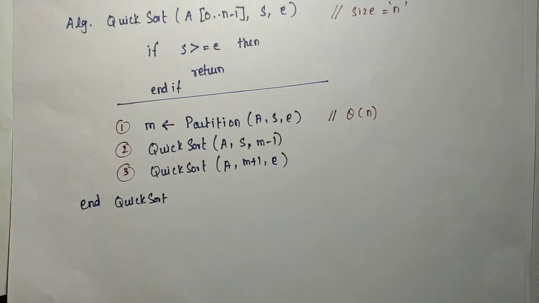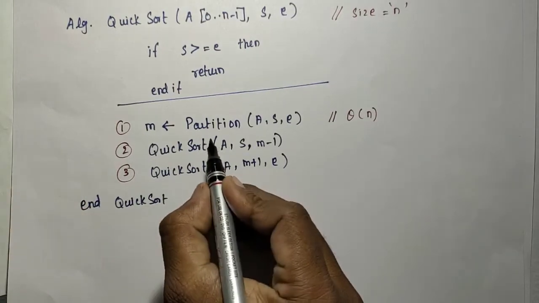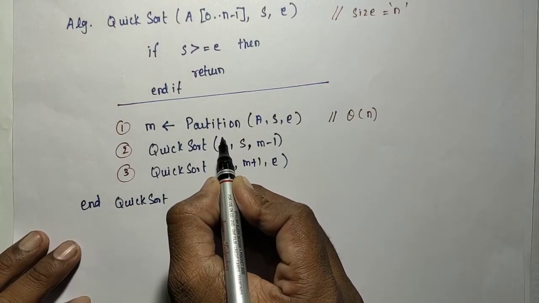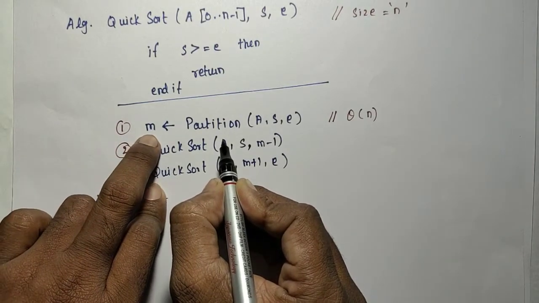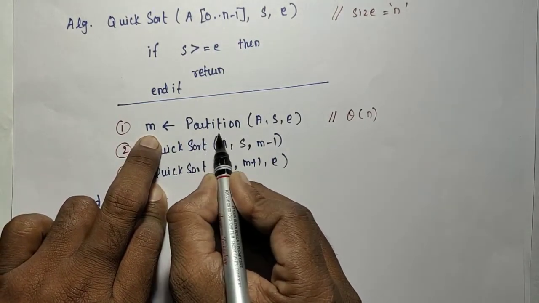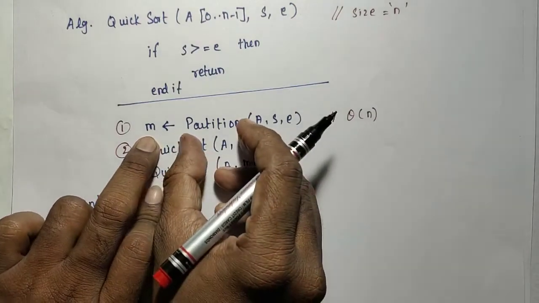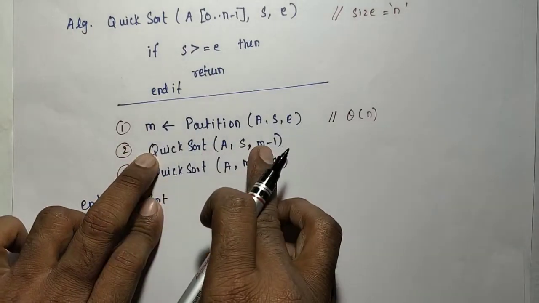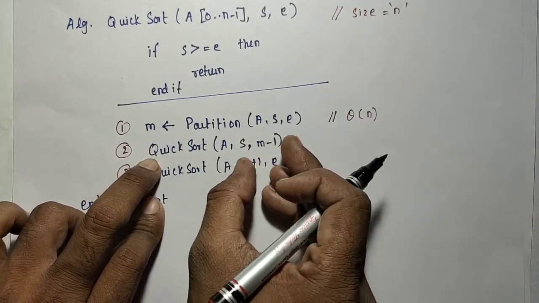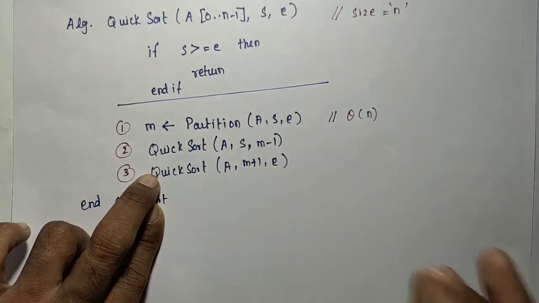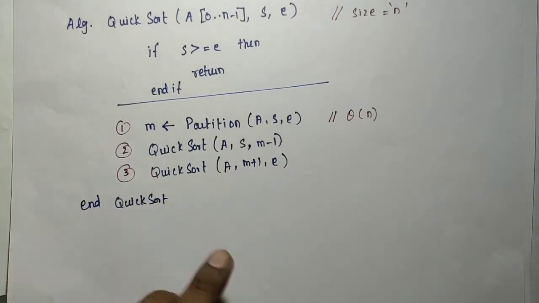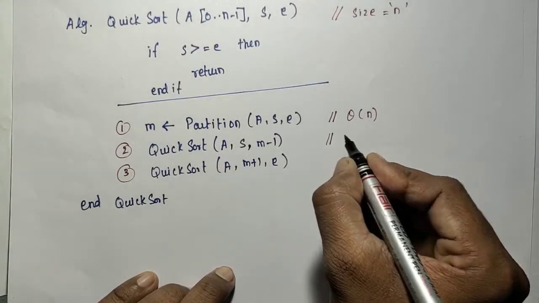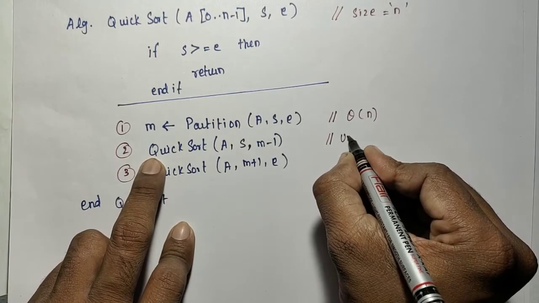But in this case, the split is not going to occur exactly at the middle. It depends on the partition algorithm. It is going to give that split position. Based on that split position, the first set of elements is given to the first call, and the second set of elements is given to the second call. This means that in the quicksort algorithm, the size of the subproblem is unknown.